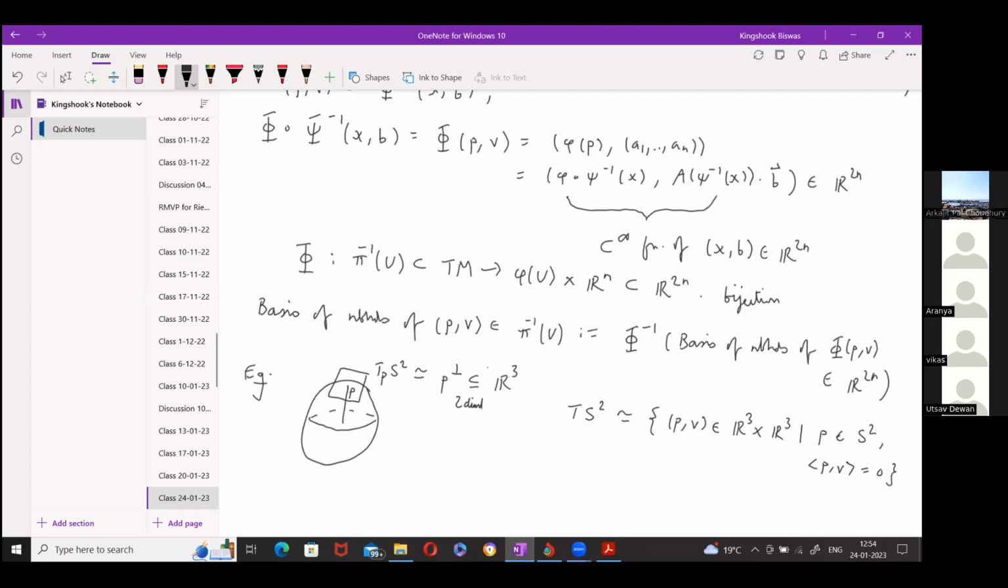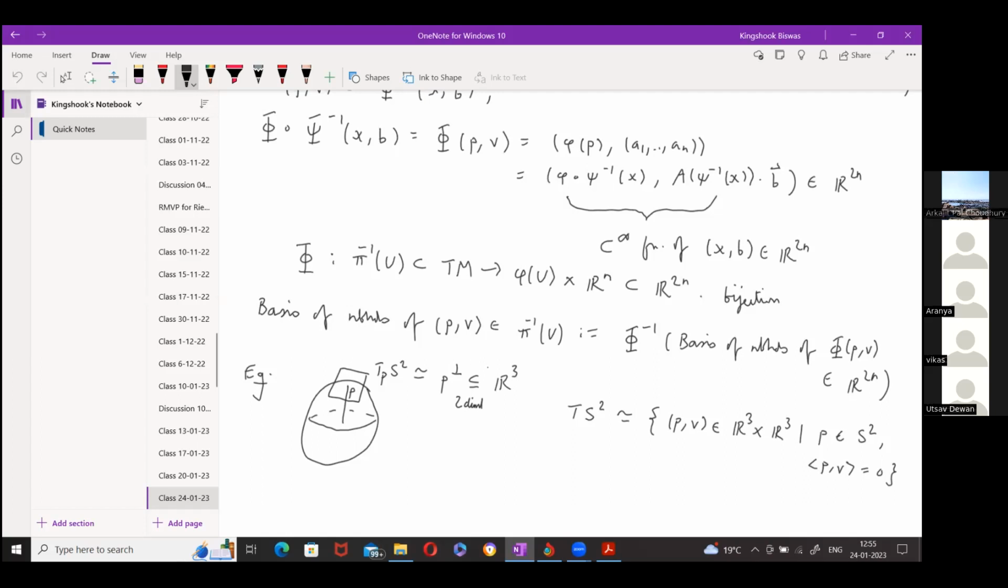Is this clear? Yes. Okay. So this is a concrete example of a tangent bundle. All right. So this will be a manifold of dimension 4.